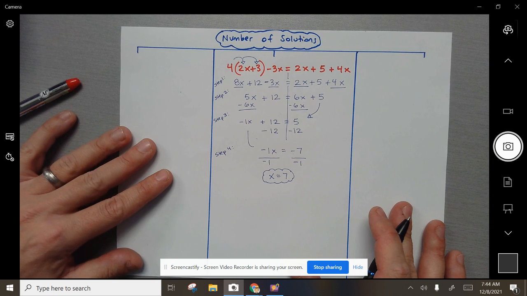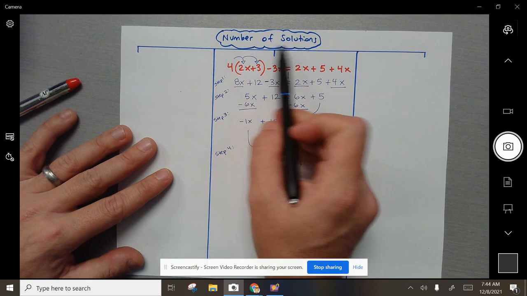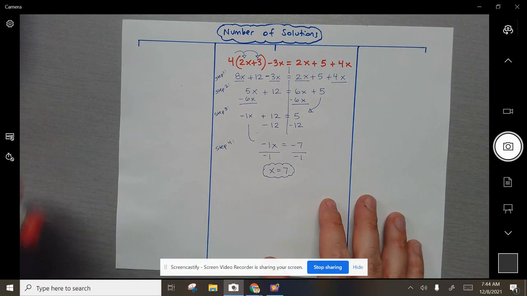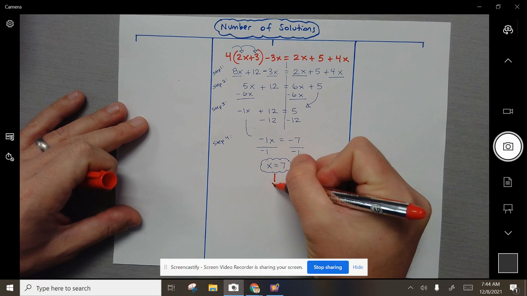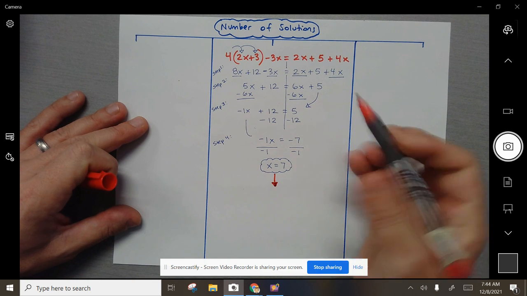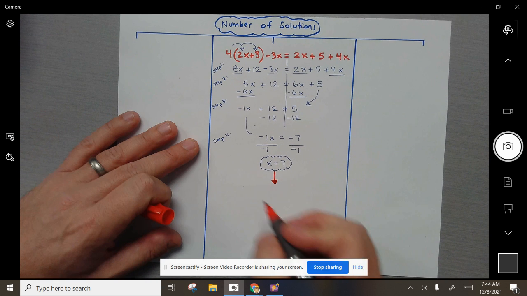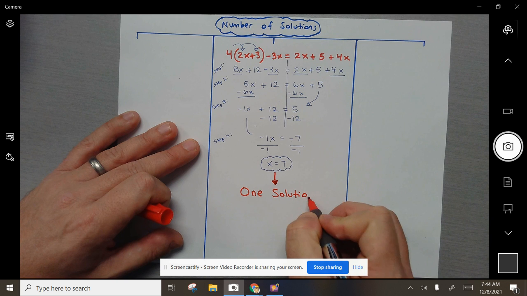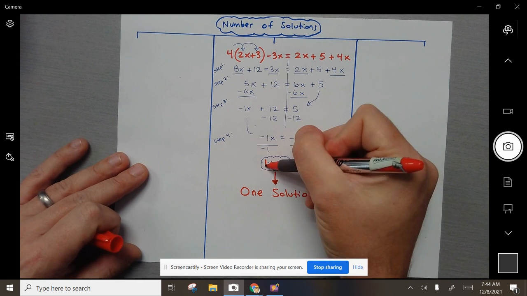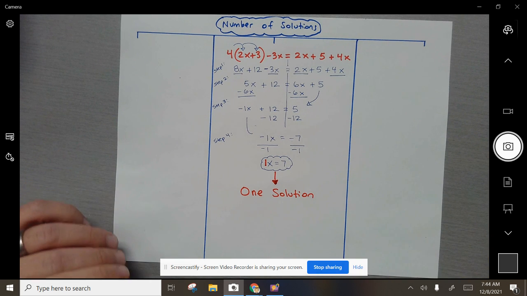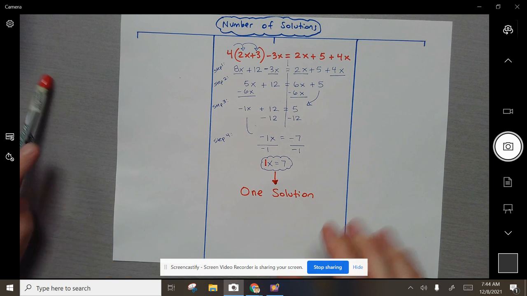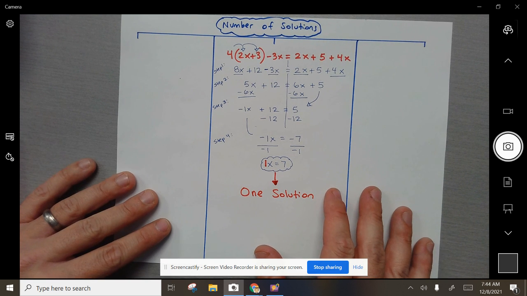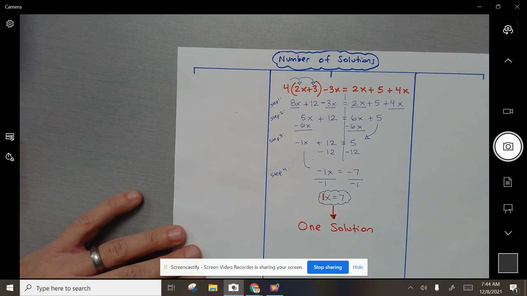All right, beautiful. What's the title of my map, though? Number of solutions. Well, this is 1x, right? Just x. This is going to be 1 solution. When you have this 1x, x equals, that's 1 solution, 1 answer. All right? So hopefully you remember the different ones that we're going to deal with now. So let's go ahead and move on over here real quick.